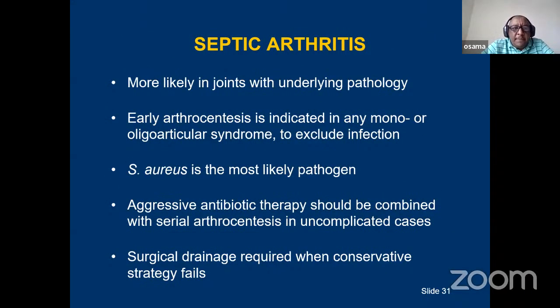Septic arthritis. It is more likely in joints with underlying pathology. Early arthrocentesis is indicated in any mono or oligo-articular syndromes to exclude infection. Staph aureus is the most likely pathogen. Aggressive antibiotic therapy should be combined with serial arthrocentesis in uncomplicated cases. Surgical drainage is required when conservative management fails.